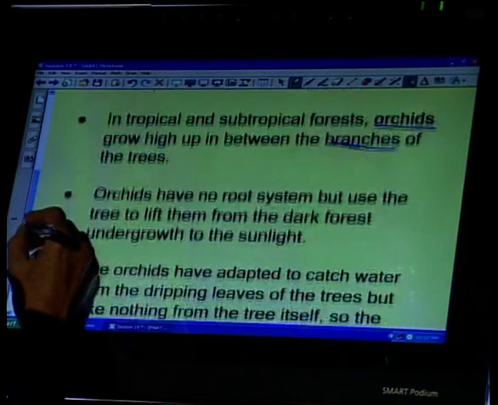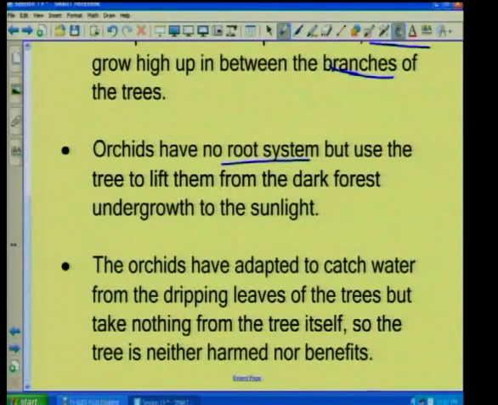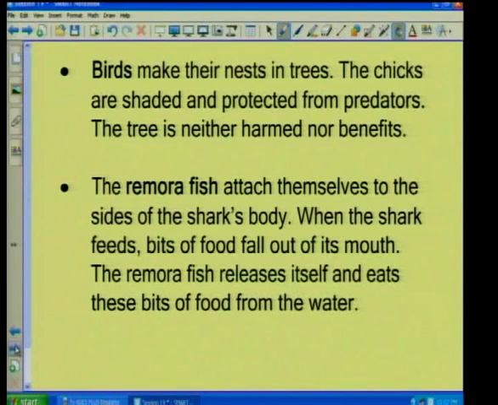Just also going back to the orchids, they have no root system, so they need the tree to lift them up so they can get sunlight. They also adapted to catch water and the drippings from the leaves, but the tree really doesn't benefit in any way. Birds make their nests, I've already said that. The chicks are shaded and they're protected from predators, but the tree doesn't care.